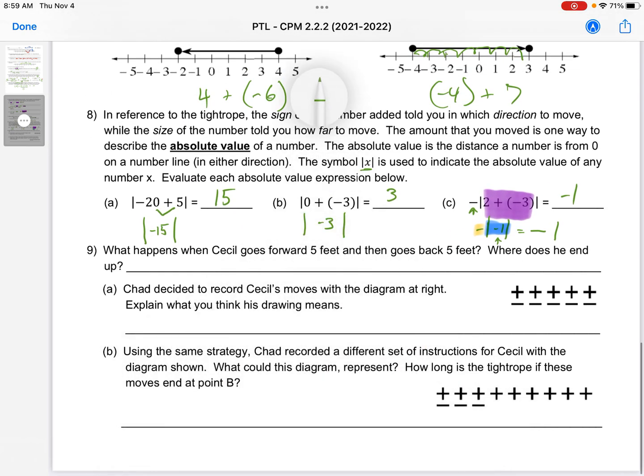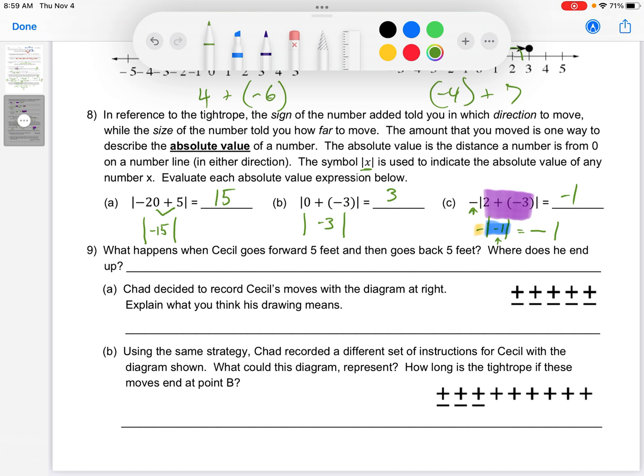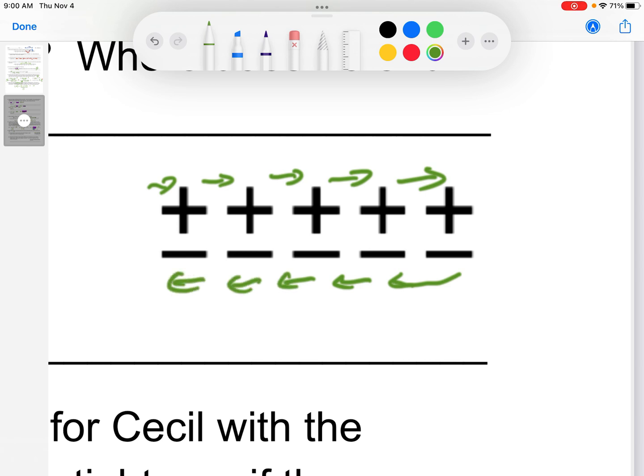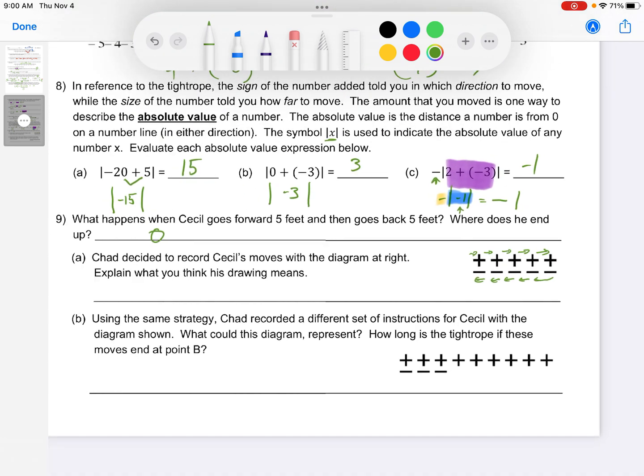Lastly, what happens when Cecil goes forward 5 feet and then goes back 5 feet? Where does he end up? Right, we just talked about how a positive 5 and a back 5 work. So Chad decided to record Cecil's movement with the diagram at right. Explain what you think his drawing means. Well, it looks like he has 1, 2, 3, 4, oh, 4 times plus my initial one, right? So 1, 2, 3, 4, 5. There's 5 movements to the right with those positives, and he has 5 that are in that negative direction, right? And there we go. So that kind of helps to represent his movements, doesn't it?